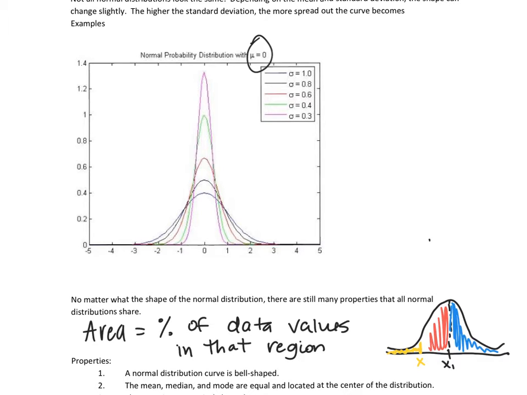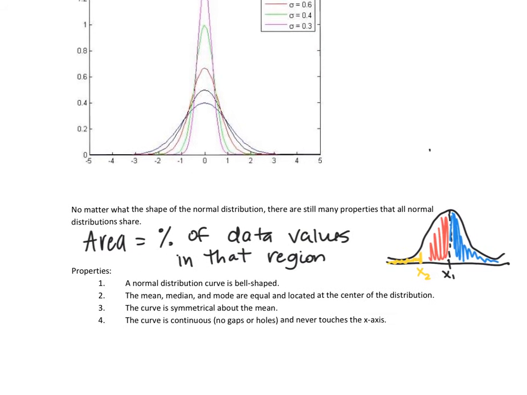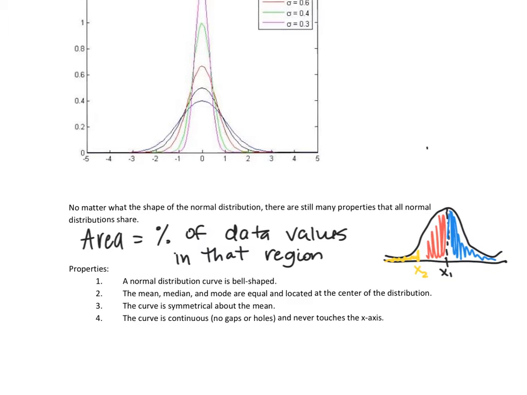So we can look at values above and below the mean. We can also look at specific values, like how much of the area falls below this specific x value, which is what we're going to take a look at in this section. Just in general, a normal distribution is bell-shaped. The mean, median, and mode are all the same, and they're at the center. It is symmetrical about the mean, and it is continuous, so there are no holes or gaps, and it never touches the x-axis. It may get very, very close to touching the x-axis, but it's never going to actually touch.